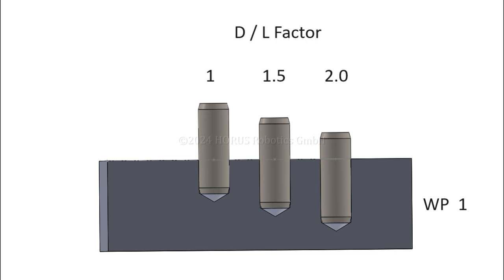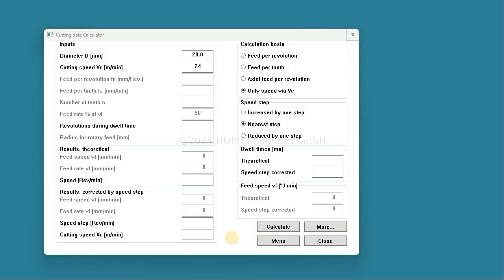A value of 1.0 would result in a pin depth of 6 mm for a 6mm dowel pin. Accordingly, the pin depth is 9 mm for a value of 1.5, 12 mm for a value of 2, and so on. Open the dowel pin calculator window.